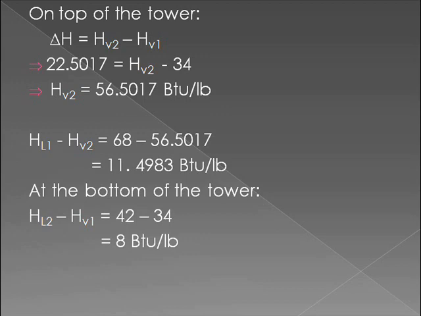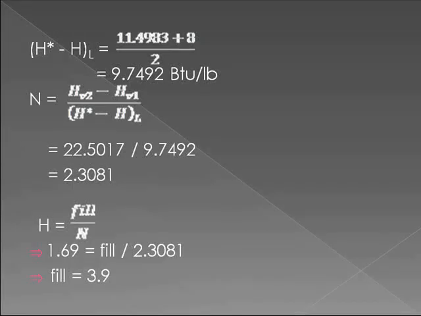And at the bottom of the tower, we have HL2 minus HV1 equal to 42 minus 34 equal to 8 BTU per pound. Therefore, our H star minus HL is equal to 11.4983 plus 8 divided by 2, and the answer is 9.7492 BTU per pound. So to get the number of transfer units, N, we divide HV2 minus HV1 by H star minus HL. We have 22.5017 divided by 9.7492.